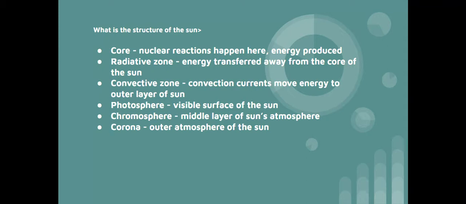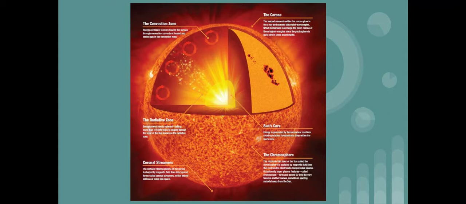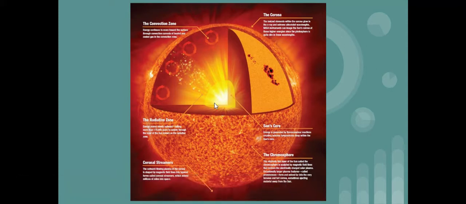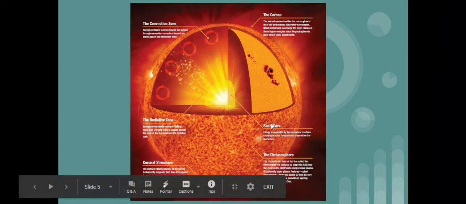The photosphere is the visible surface of the sun. That's what we see. The chromosphere is the middle layer of the sun's atmosphere. The sun does have an atmosphere. And the corona is the outer atmosphere of the sun. And here we see a diagram of the sun. Boom, nuclear reactions. This is where all the energy in the solar system is being produced. We have the corona on the outside, the convection zone moving heat, the radiative zone, coronal streamers, chromosphere, sun's core, a very complex thing that is creating all the energy.